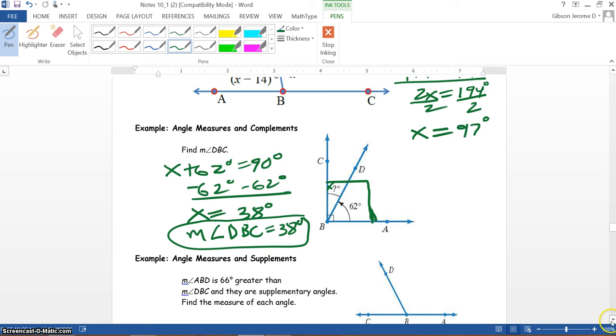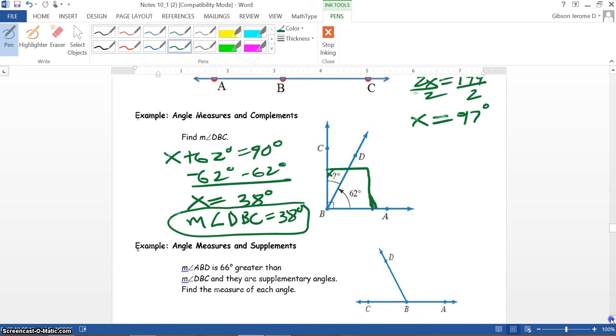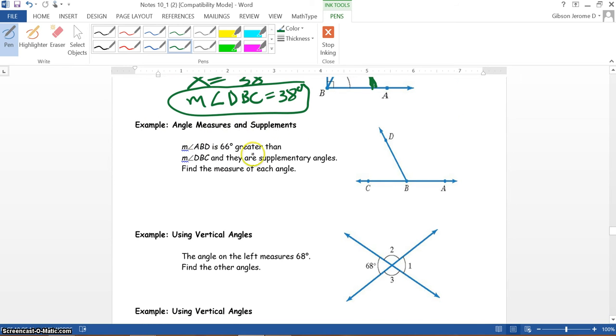Now, we scroll down here. It says example, angle measures and supplements. The measure of angle ABD is 66 degrees greater than the measure of DBC, and they are supplementary angles. So here we have ABD is 66 degrees greater than DBC. So DBC would be our x, and then ABD would be x plus 66, and we know these are degrees. Okay, so now we want to find the measure of each angle. These are supplementary angles. So we know that these equal 180.